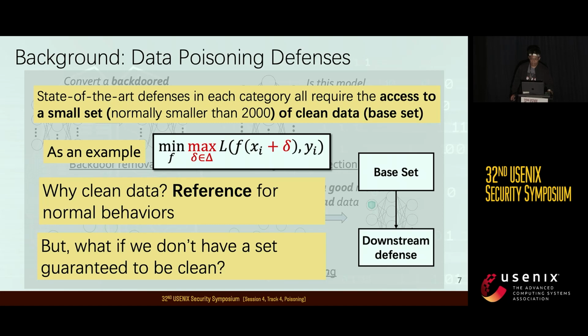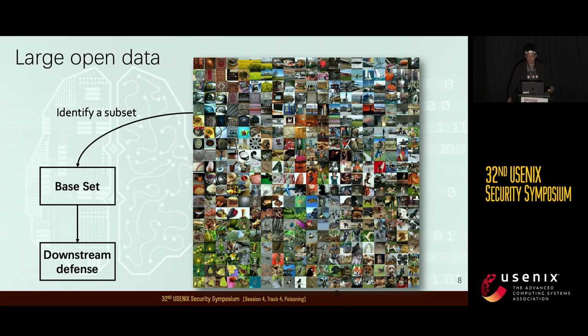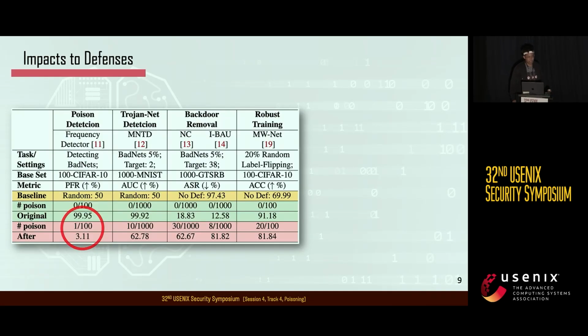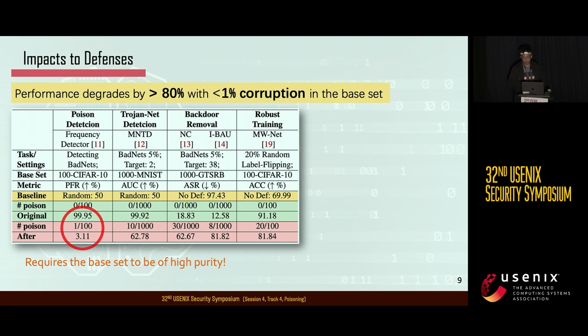But what if we do not have guaranteed access to such a clean data set? This question leads us to the data sifting problem. How can we extract a clean base set from a vast, potentially poisoned training set? First, let's emphasize the importance of the purity of the base set. Our initial tests show that even slight contamination in the base set severely impacts the defense mechanism. Especially, we see one of the defenses' performance decreased by more than 80% with only 1% of corruption in the base set.